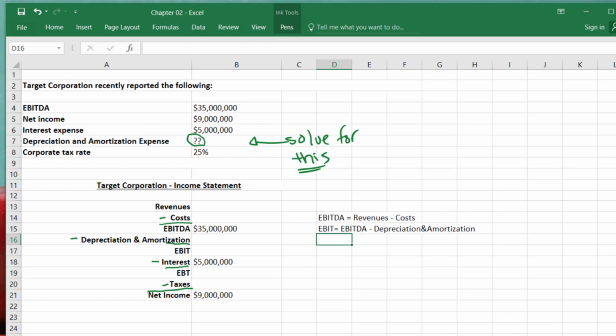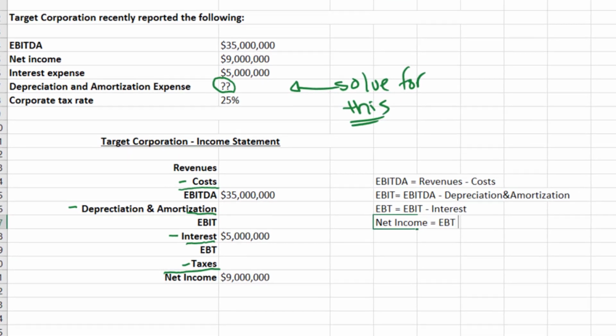Okay. We know earnings before tax is going to be equal to our EBIT minus interest. And then we also know that, what else do we know? We know that our net income is equal to our earnings before tax minus our taxes. Okay, so that gets us started.